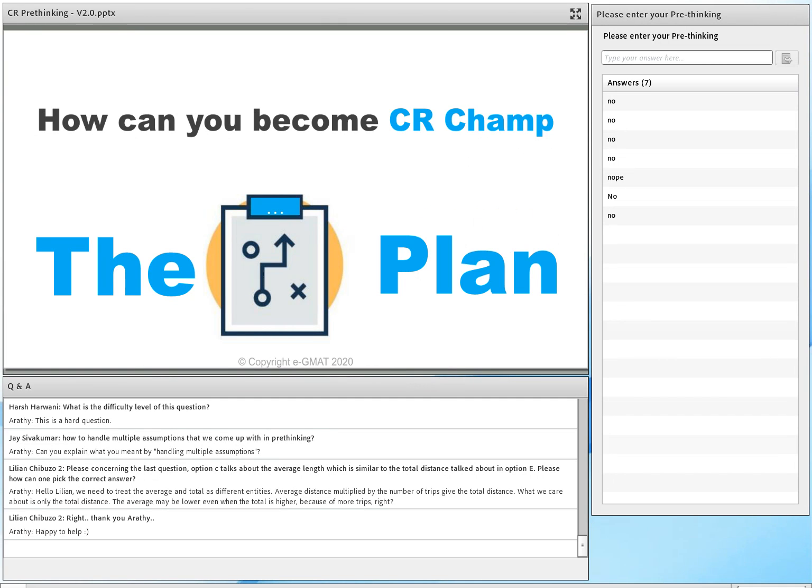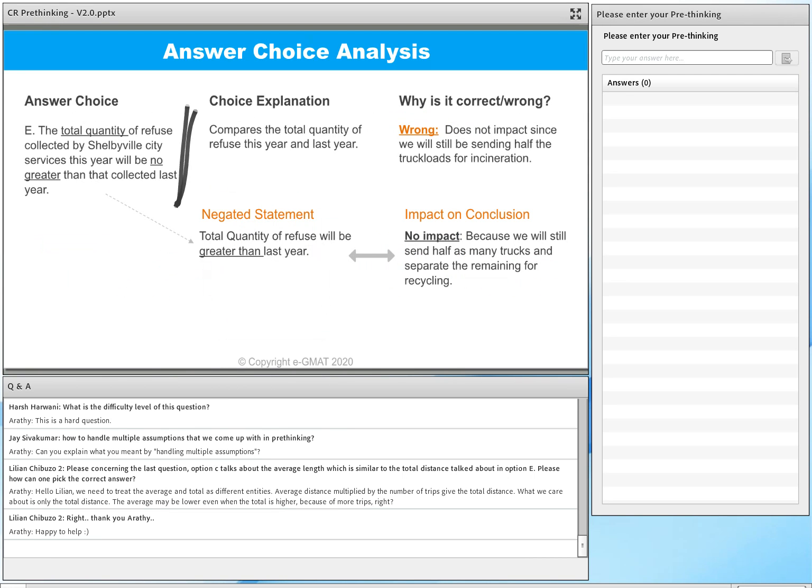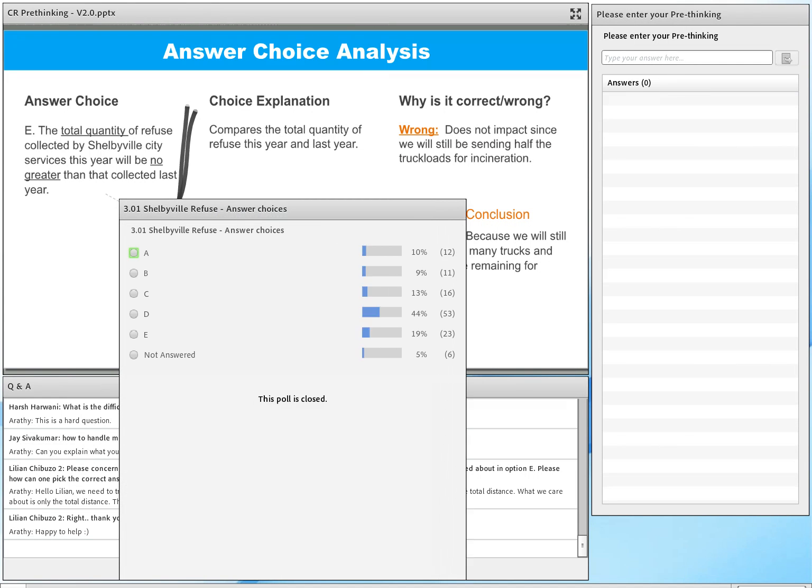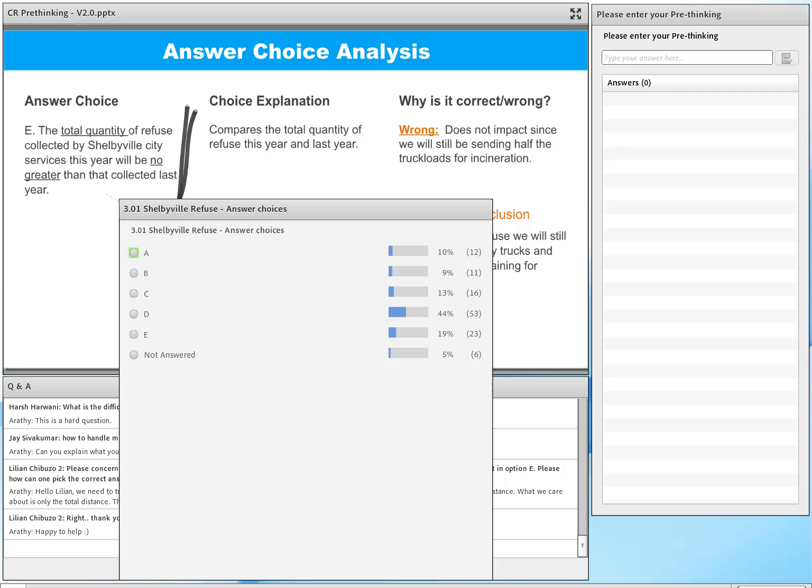What did we learn from this question? What did you want? You want me to show you the polls? How did you guys poll? I can show the poll over here. Here is how you guys polled. What did you learn from this? What were the takeaways?